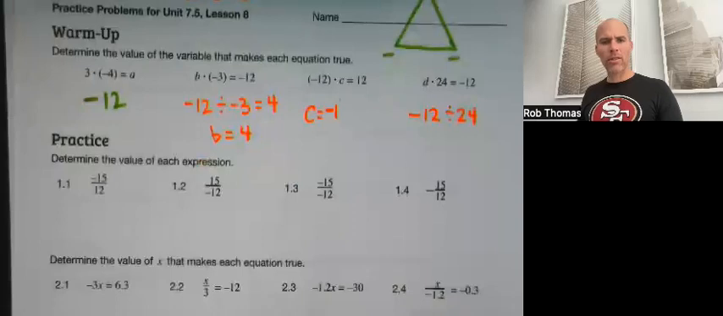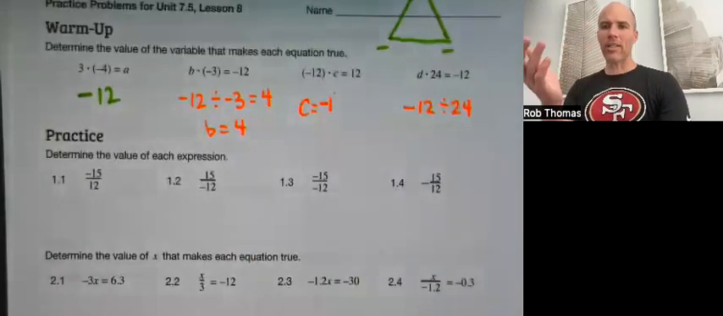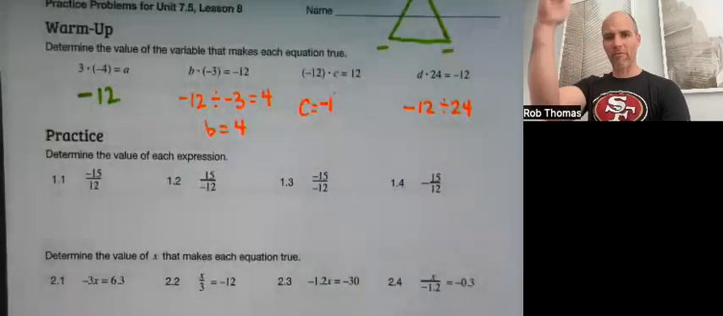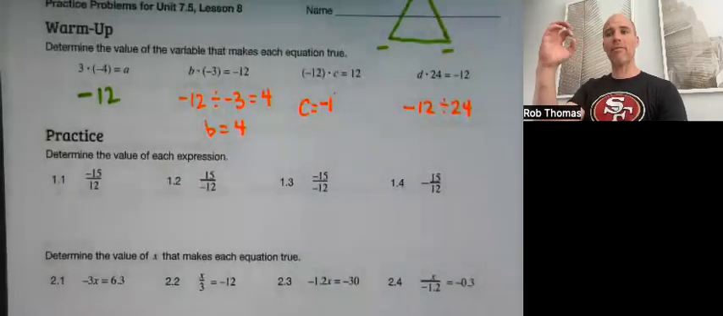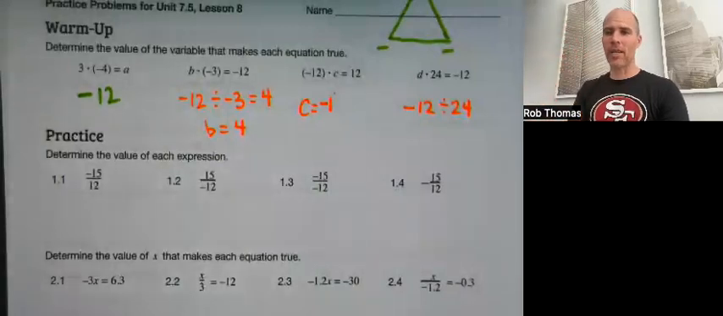Let's move on. So next we got this whole row of fractions to deal with, right? But each fraction actually has all the same numbers in them. It's always a 15 over a 12. We just have different positions of negative signs and different numbers of negative signs in each one.